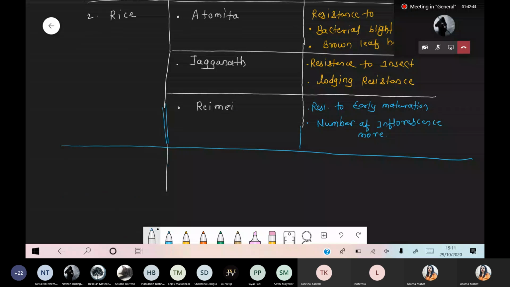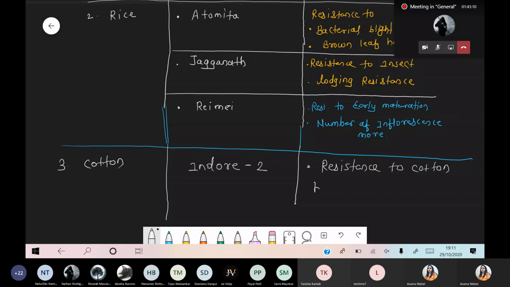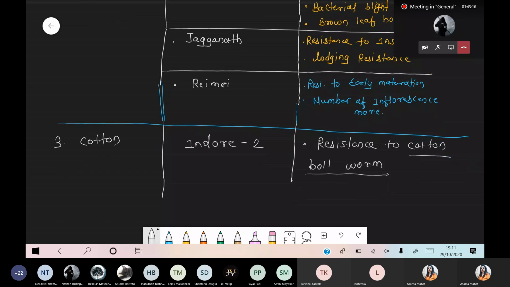Third one, third crop, that is cotton. Cotton basically, the name of this variety is Indore 2. And now this Indore 2 basically will be showing resistance to cotton bollworm. Resistance to cotton bollworm.